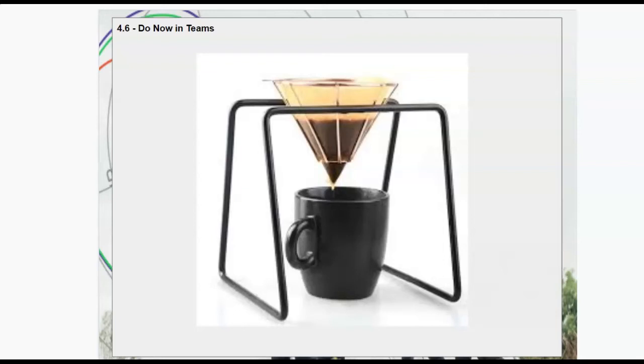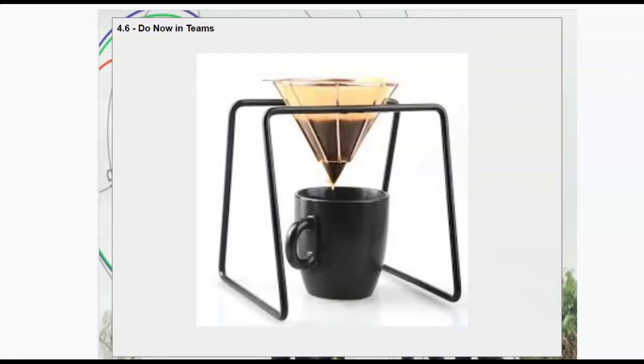Okay, students, 4.6, and today we're studying related rates and parametric equations. I'm actually going to split that into two videos. So to begin with, we're going to take on this idea of related rates, and we're going to start just by thinking about this coffee filter you can see on the screen here.